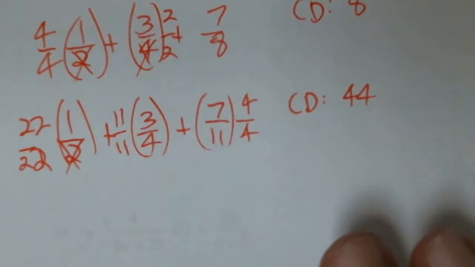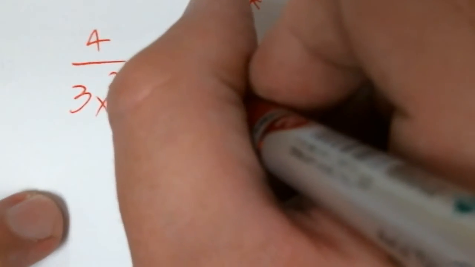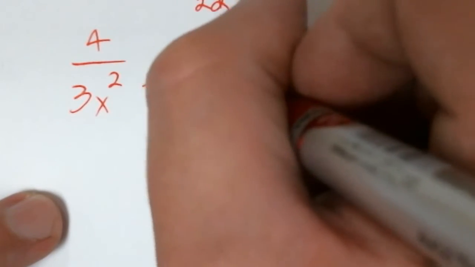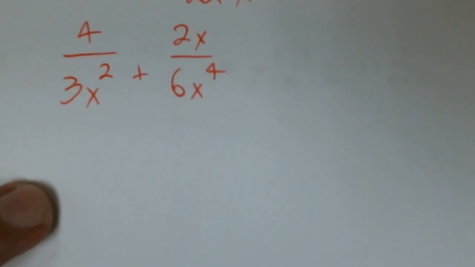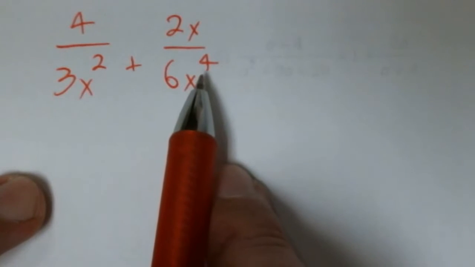Now, we're going to take these same concepts and apply them to polynomial expressions. If I have something like 4 over 3x squared, plus 2x over, say, 6x to the 4th, something like that. That would obviously be the big guy, the biggest coefficient with the highest exponent on the variable.